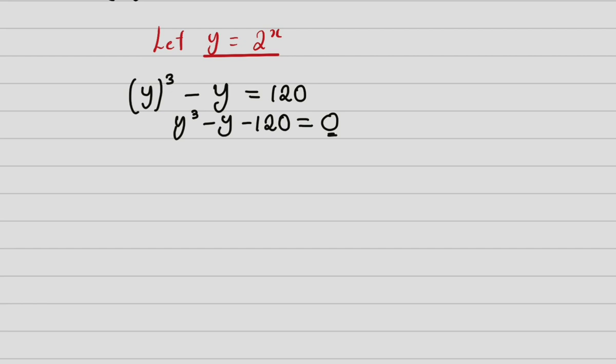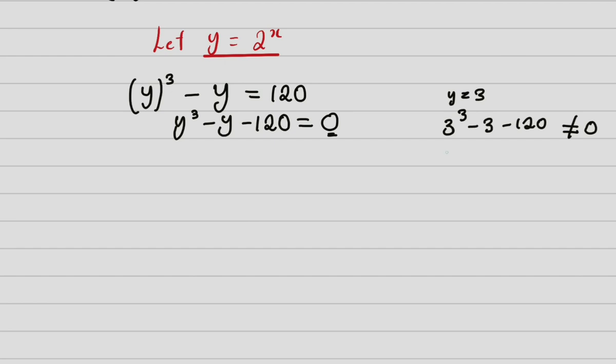Now look, I'm not going to use any negative number because negative is not going to work here. And I don't want to use 1 because 1 is too small. Let me start with 3. If y is equal to 3, it therefore means that I'm going to have 3 cube minus 3 minus 120. Clearly, this will not give me 0.